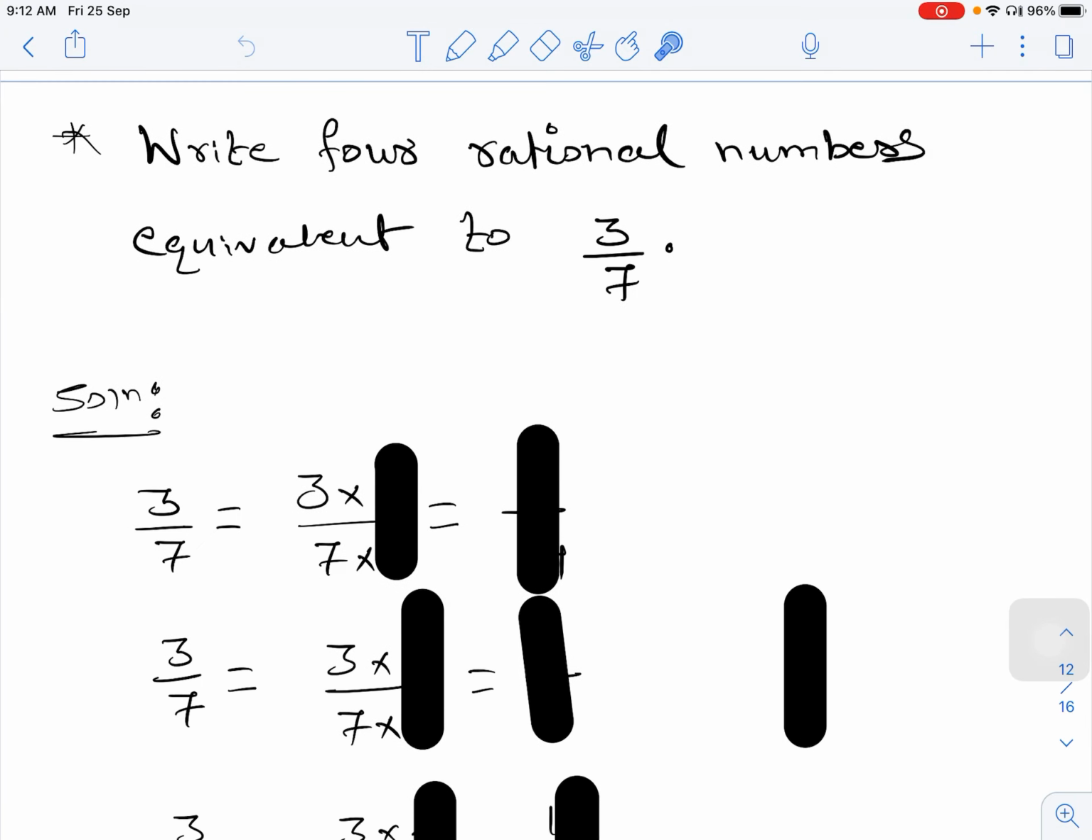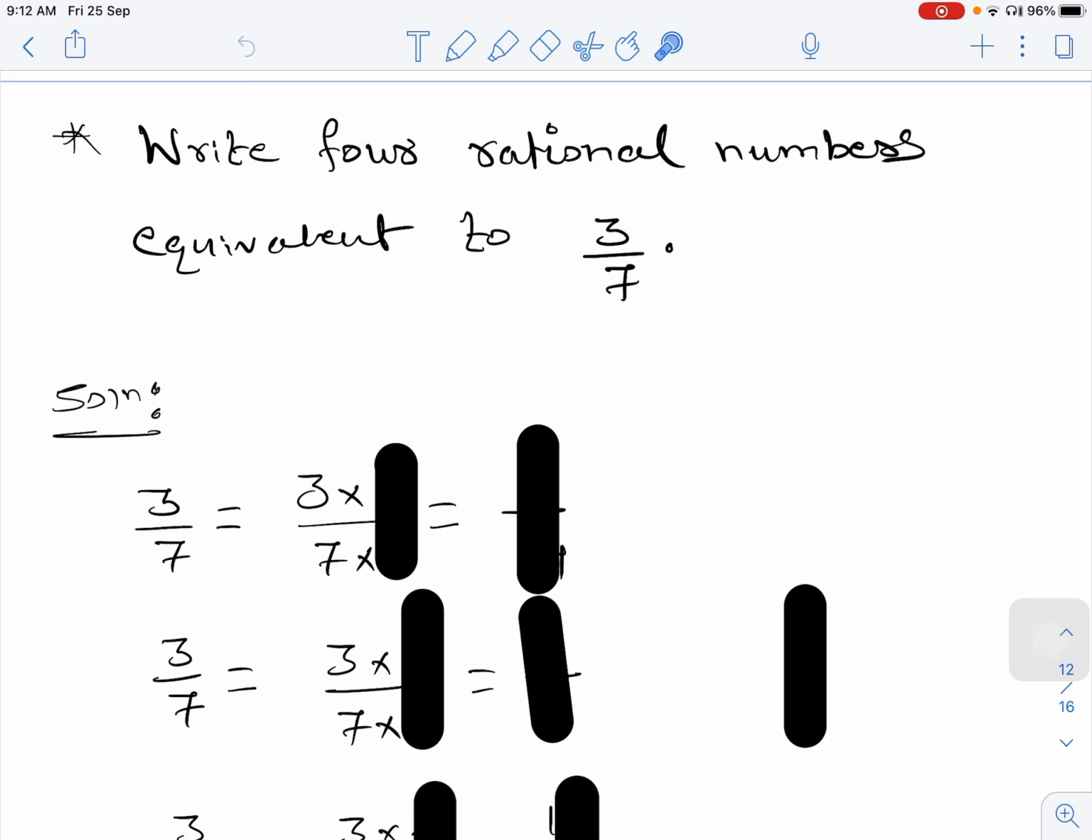Okay. So now here we have our first example. Write 4 rational numbers equivalent to 3 upon 7. We have seen what is the meaning of equivalent in the previous period. Equivalent means when we are writing both the rational numbers in lowest form, our answer should come same. Okay. So now let us see.